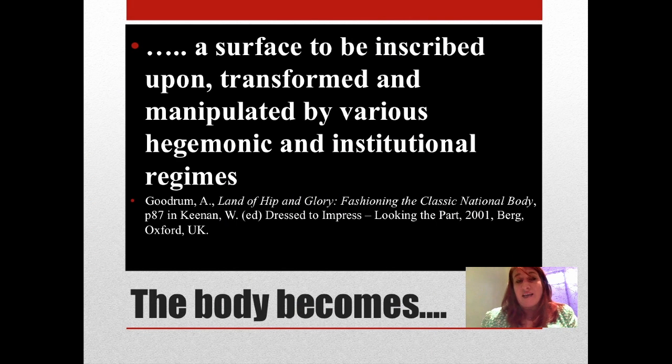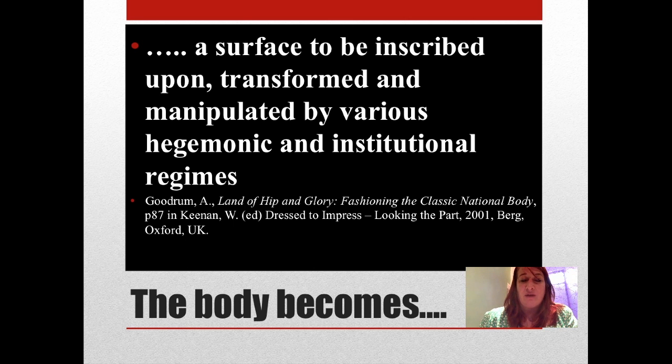Another quote that contextualised this is by Goodrum in the chapter Land of Hip and Glory in the book Dressed to Impress, Looking the Part, where it's argued that the body becomes a surface to be inscribed upon, transformed and manipulated by various hegemonic and institutional regimes.